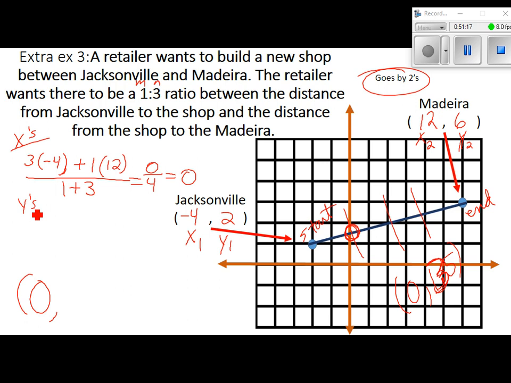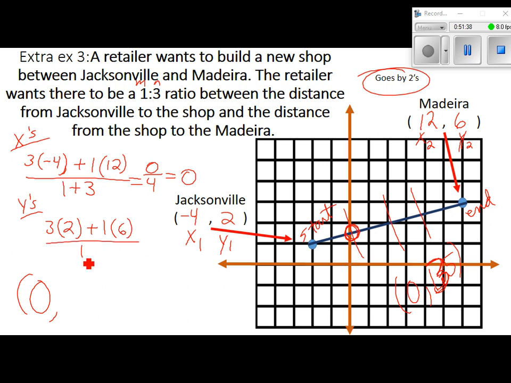To do the y's, what's n? 3. What's y1? 2. Careful. Y1 is, oh, it is 2, my fault, I'm looking at the wrong thing. Plus, what's m? 1. What's y2? 6.